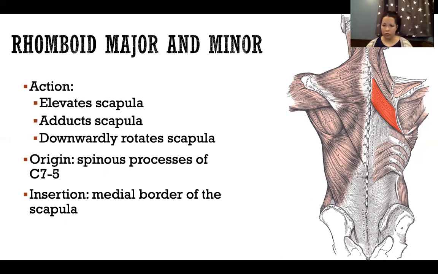So when origin and insertion get closer together, it's going to cause the scapula to go up, that's elevation. It'll cause them to come together closer to the spine, that's adduction. And because they're pulling up at an angle, it will pull up on that medial and inferior part of the scapula, which causes downward rotation. Again, if we're pulling up on that medial part, the glenoid fossa would be going in a downward direction, which is downward rotation.